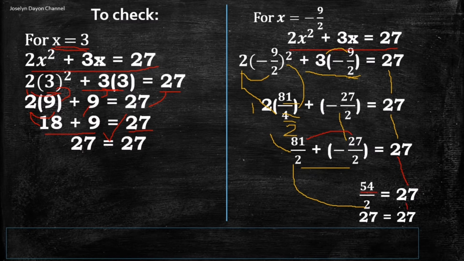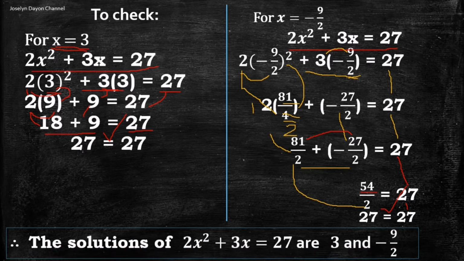So if you have observed, we also have a true equation for x equals negative 9 over 2. So we can now conclude that the solutions of 2x squared plus 3x equals 27 are 3 and negative 9 over 2.